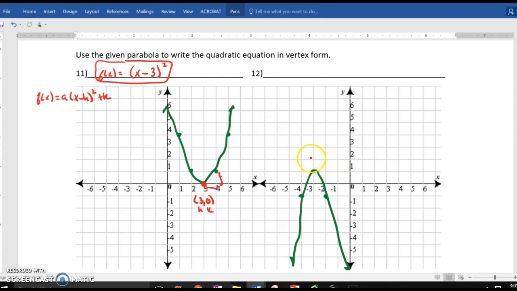Next one. First thing we need to do is locate the vertex, which is at negative 3, 1. So f of x is equal to x minus, I'm subtracting a negative 3, but when I flip it, it becomes plus 3, all squared, plus my 1, okay? But now I have to check for a. Right away, I know a is negative because this is opening down. If I go over 1, how many do I go down? 2. That tells me a is negative 2. So that would be the vertex form of the function.